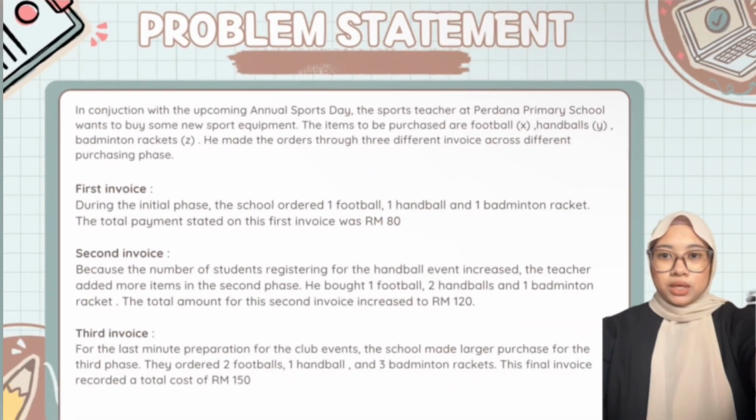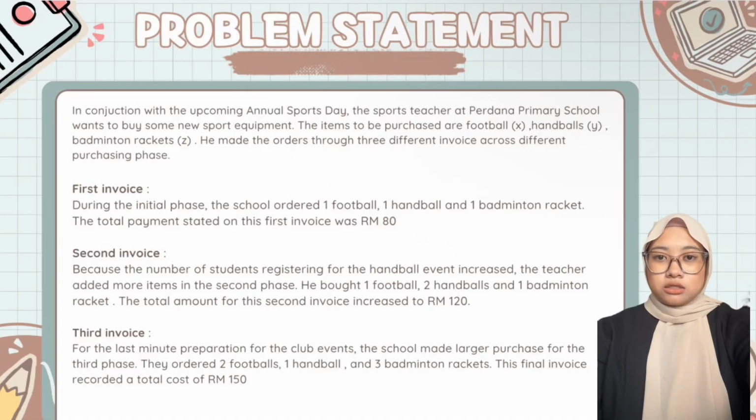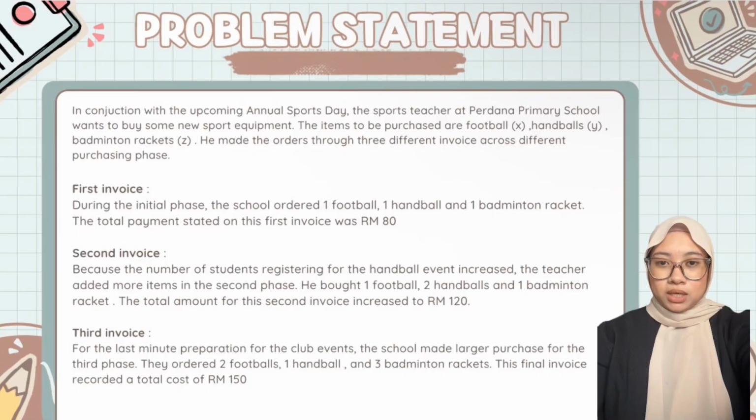In conjunction with the upcoming annual sports day, the sport teacher at Perdana Primary School wants to buy some new sport equipment. The items to be purchased are footballs, handballs, and badminton rackets. He made the order through 3 different invoices across different purchasing phases. First invoice, during the initial phase, the school ordered 1 football, 1 handball, and 1 badminton racket. The total payment stated on the first invoice was RM80.